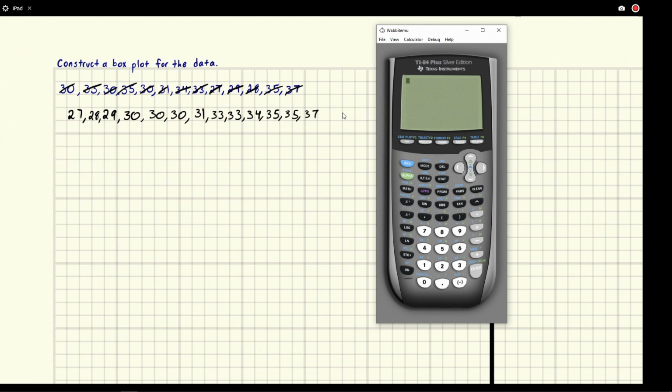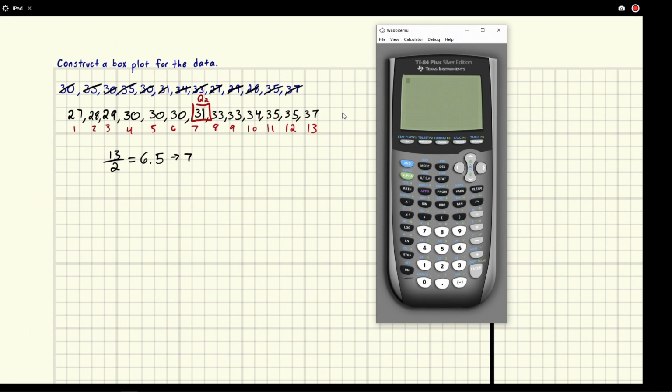This is a lot of numbers, so let's count them up. We got 1, 2, 3, 4, 5, 6, 7, 8, 9, 10, 11, 12, 13. Odd number of numbers, so there will be an exact middle. If we divide 13 by 2, we're going to get 6.5, right? Because 12 divided by 2 is 6, so we need to go up half more to get to 13. So we round up to 7. That makes the 7th number, this one, the second quartile. This is Q2.